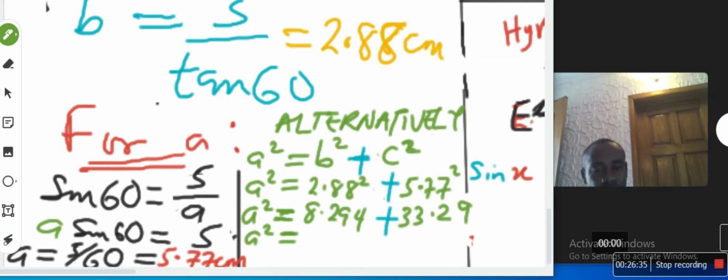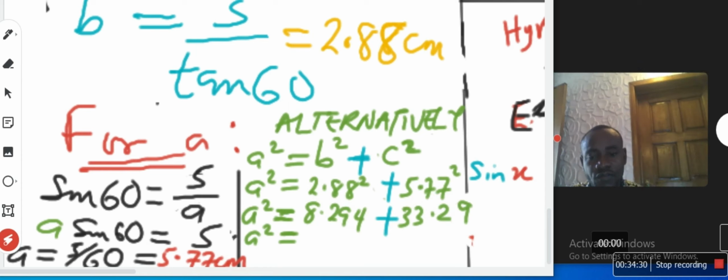Why is it 4 here? This is 4 significant figures. By the way, you asked a good question. The final answer should be to 3 significant figures. But since this is not the final answer, leave it to 1 more significant figure. Please, that what I just said is important, okay? So what did you get for A squared? That's 8.294 plus 33.29, which is 41.58. So how do we get A?